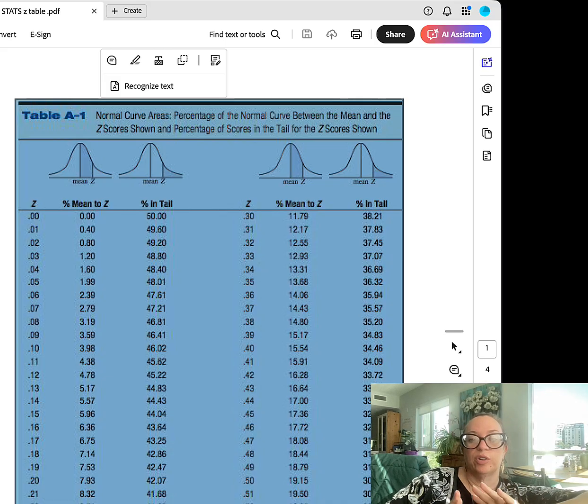Okay, so the formula, of course, is z equals x, the score, minus mu divided by sigma. So the score minus the mean divided by the standard deviation.